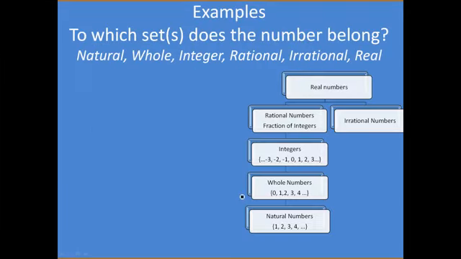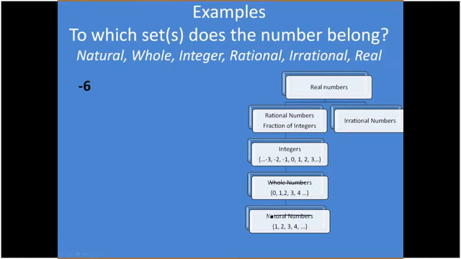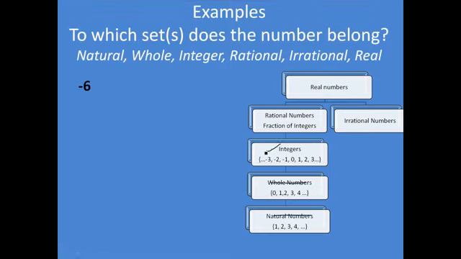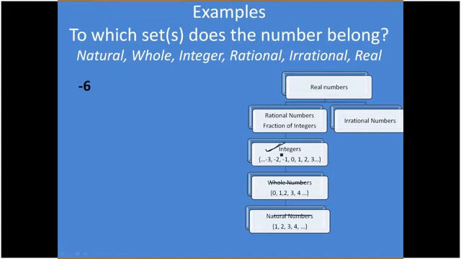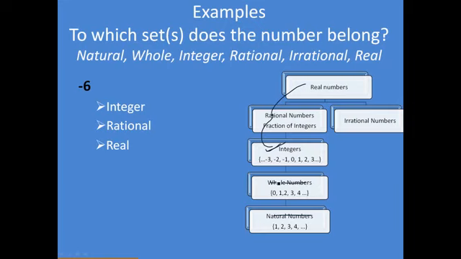Let's look at a couple different examples of problems that you might see. To which set or sets does the given number belong? So let's say we have -6, and here's the question. Is it a natural, whole, integer, rational, irrational, or real number? Which one of those does it belong to? Well, let's find -6. It isn't natural, that's for sure. It's not a whole number because there's no negatives there. It is definitely an integer because it's going to be in this set. Now, since it's an integer, it's also rational and it's also real because it belongs to every set above it.